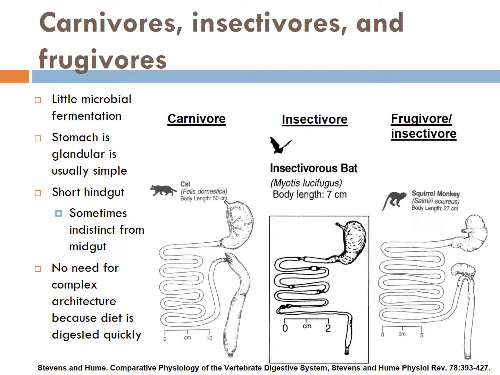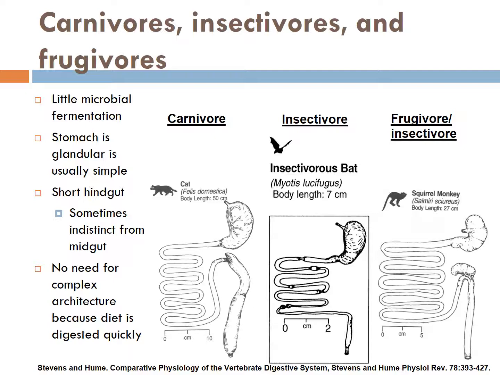The carnivores, insectivores, and frugivores are united by having little microbial fermentation, and we can see examples of these in the figure at the right. We have a cat, which is a carnivore, a bat, which is insectivorous, and a squirrel monkey, which is both a frugivore and an insectivore. I was not able to find a gastrointestinal tract of a strict frugivore. For these, the stomach is glandular, and it's very simple. It looks pretty similar to our own stomach.